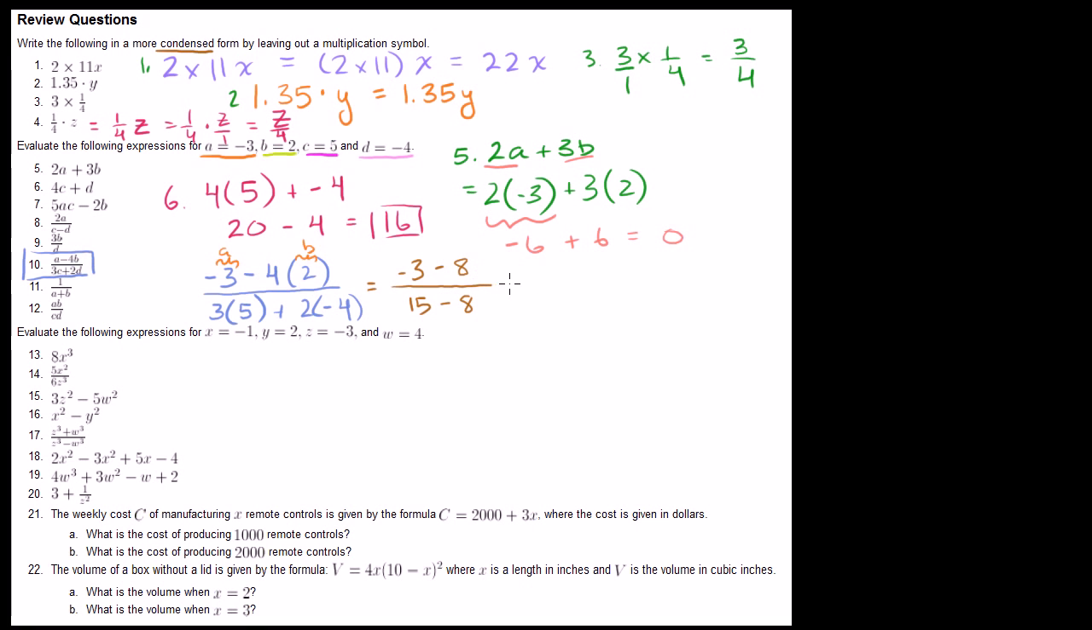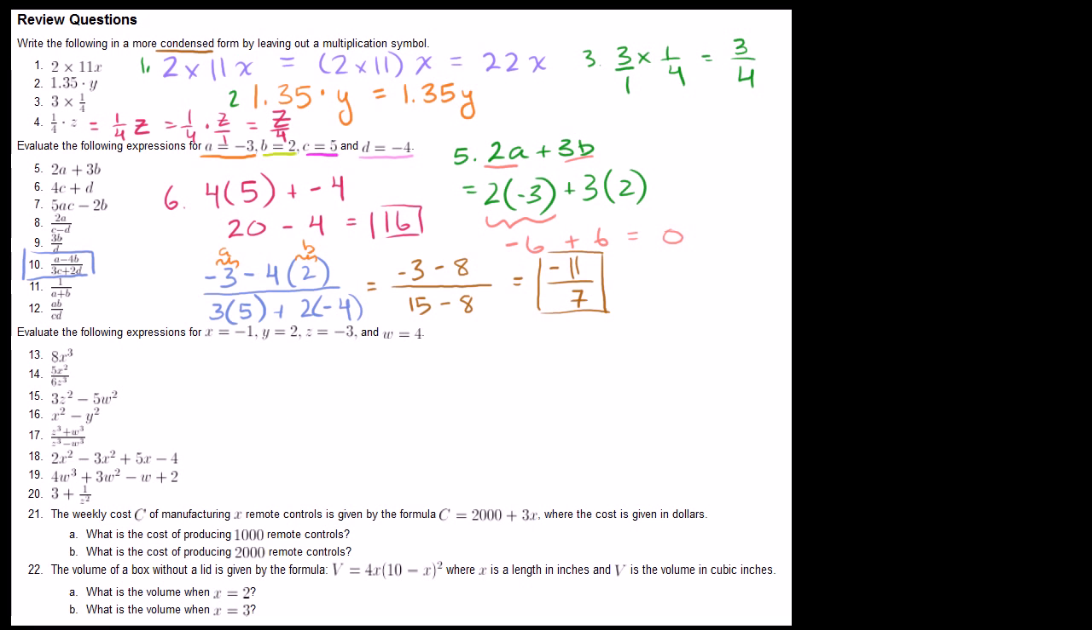And now the numerator becomes negative 3 minus 8, which is negative 11. And the denominator is 15 minus 8, which is 7. So problem 10, we simplified it to negative 11 over 7. Right there. Let's do a couple of these over here.